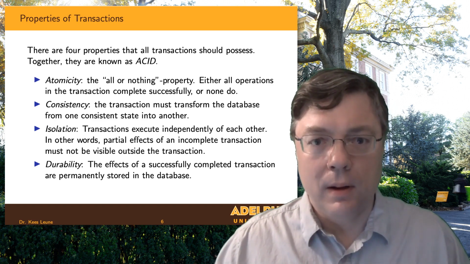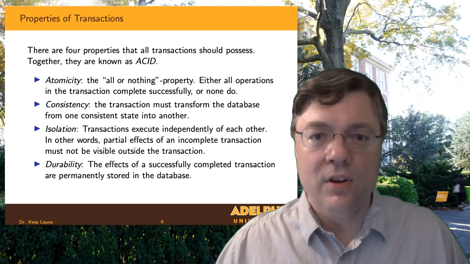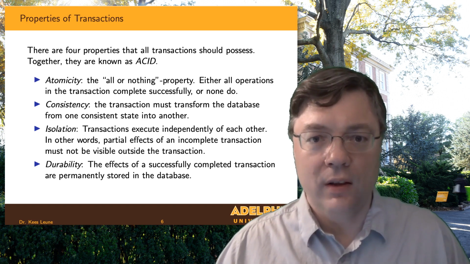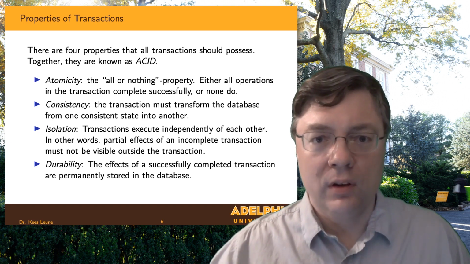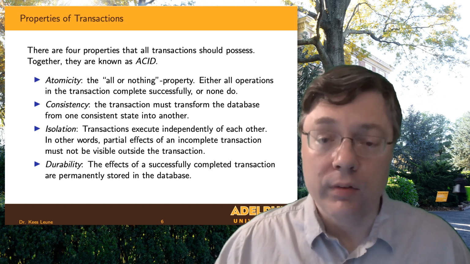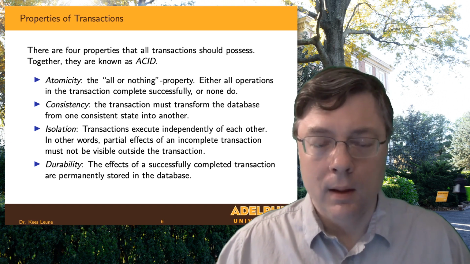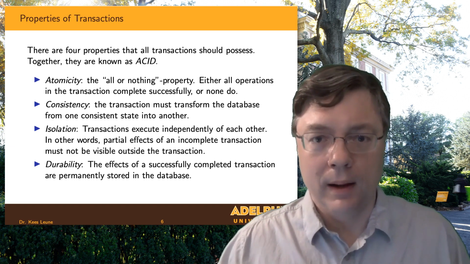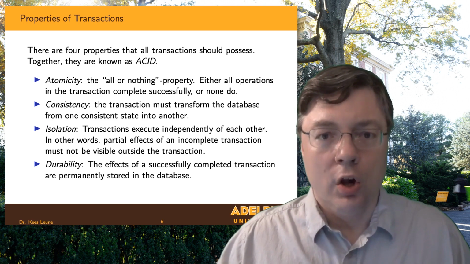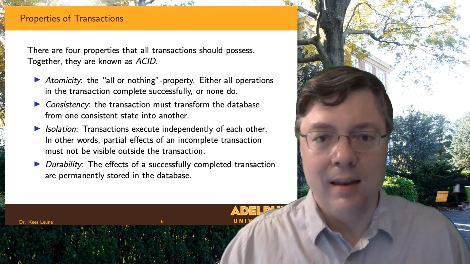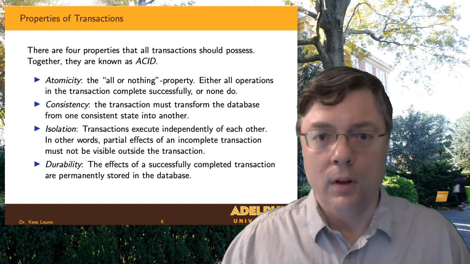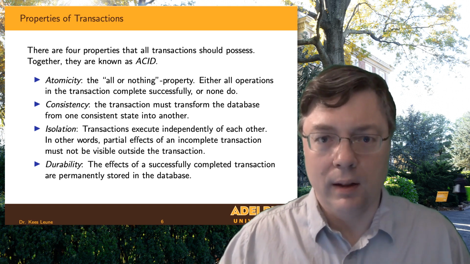And so what does that mean? Atomicity is the all or nothing rule. It means that all operations in the transaction will complete successfully, or none of them will. And that's an important one. So that means that we have to have this whole rollback mechanism in place. Consistency means that at the end of a transaction, you cannot leave the database in an inconsistent state. None of the rules may have been violated.